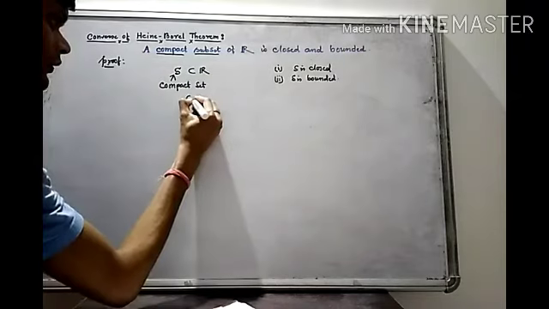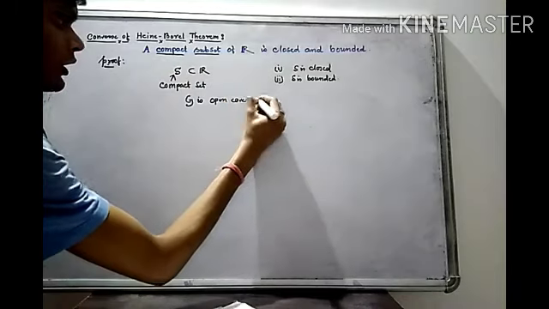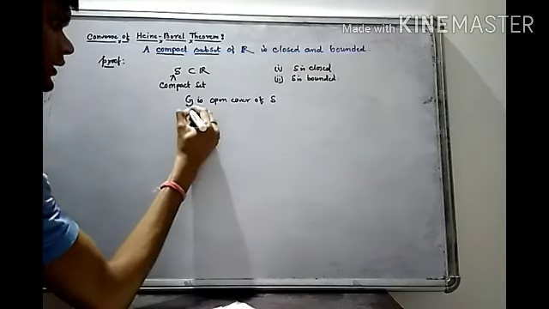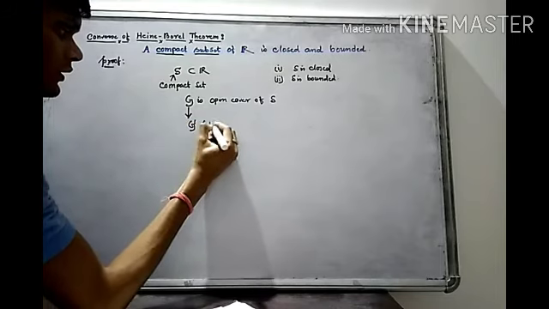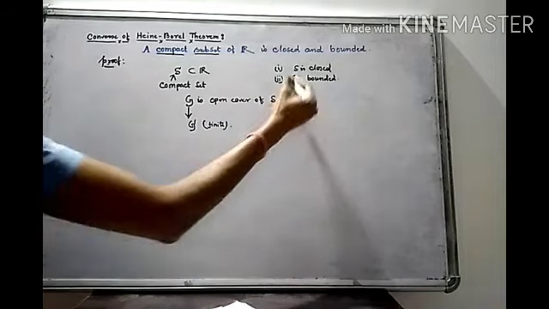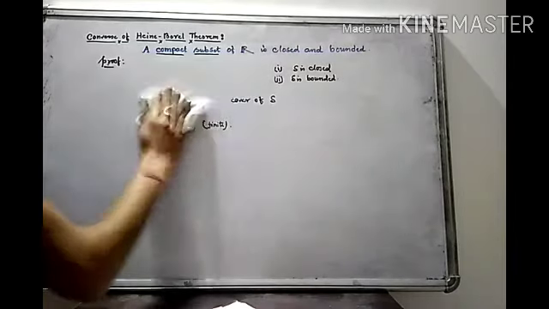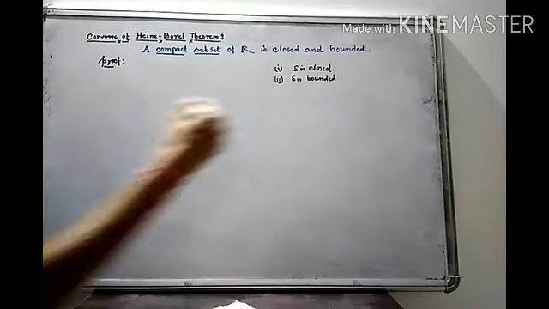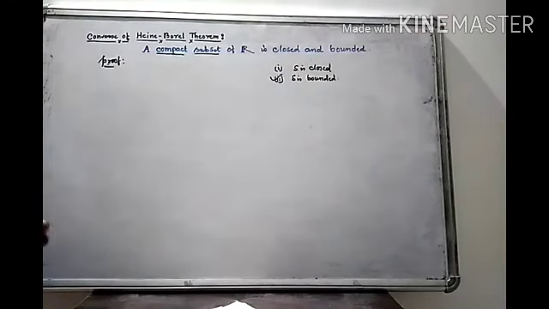So what is the meaning of the compact set? That means if script G is an open cover of S, then from this script G we will have a finite subcover of S. And what we have to show? We have to show S is closed and S is bounded. So we will do one by one. So first we prove the second condition, that is S is bounded. Clear? So how will we prove this?